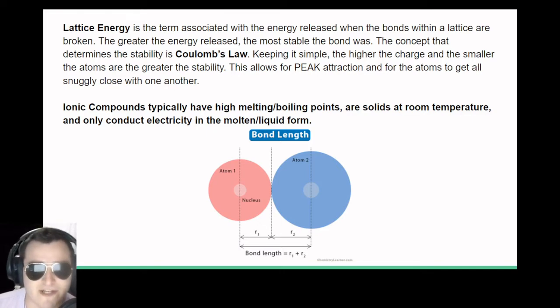Right? Coulomb's Law effectively states just how, well, we can read it right here. The higher the charge, the smaller the atoms, the greater the stability. The closer they can get, all snuggled up to one another, you know, on a couch, curled up underneath a blanket, watching Disney Pixar's Ratatouille on a Friday night.